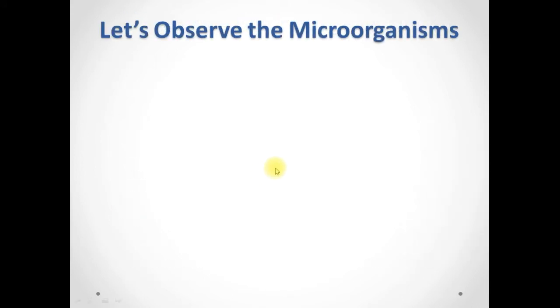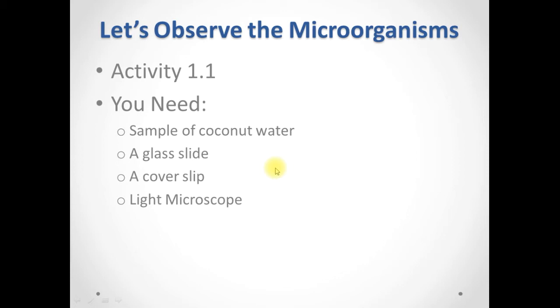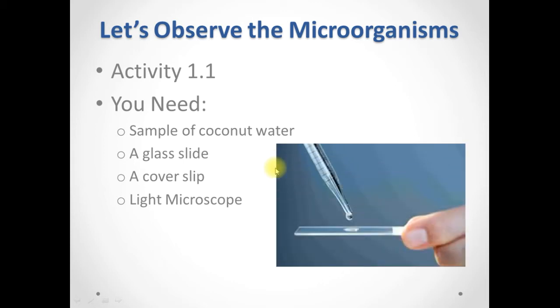Okay, now let's observe the microorganisms. Activity 1.1. For this, you need a sample of coconut water, a glass slide, a cover slip, and a light microscope. Here, what you have to do is put the coconut water into a clean container and keep it for about 3 days. Then, take a drop of that coconut water and place it on the slide and cover it with a cover slip. Then, you can observe this prepared slide under the microscope, low power.